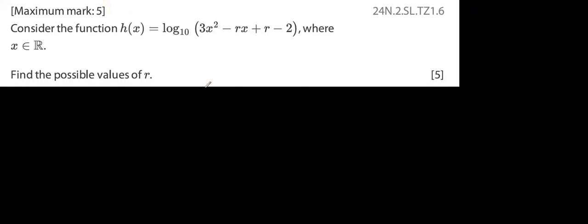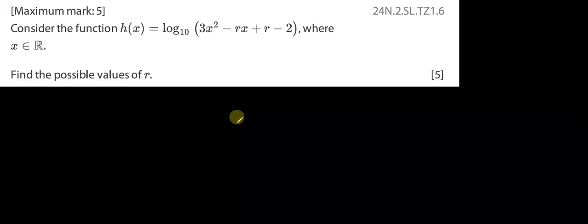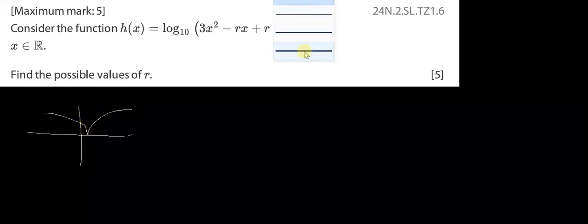To solve this question, consider the function h of x equals log 10 of (3x squared minus rx plus r minus 2), where x belongs to R. Find the possible values of r. So that means we want the function to be continuous and exist for all values of x. For example, such as this.